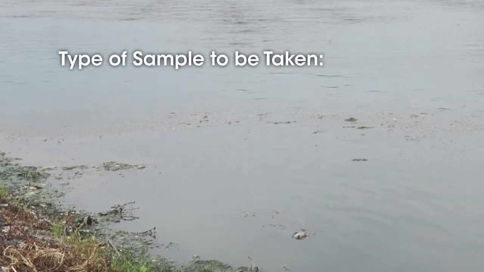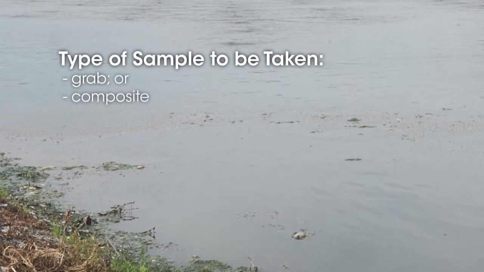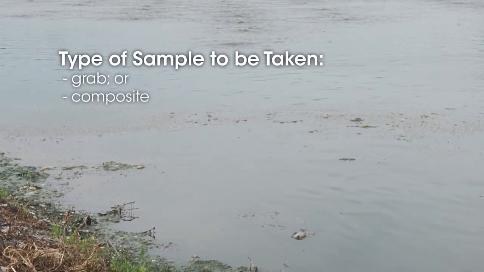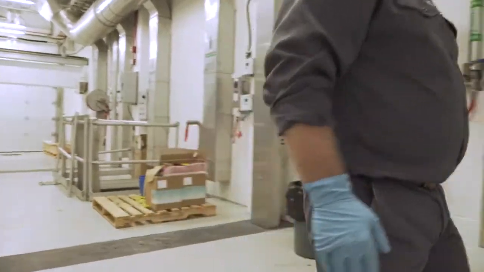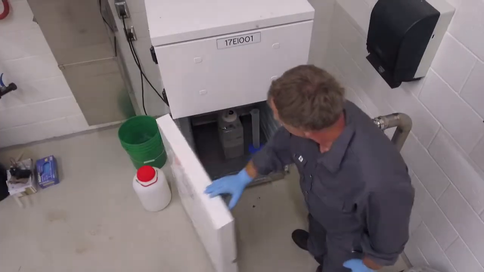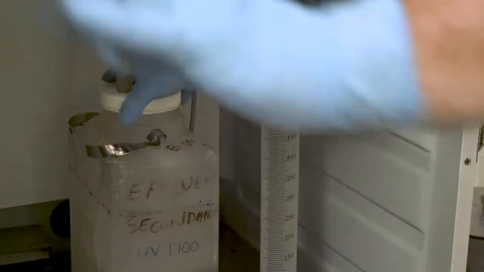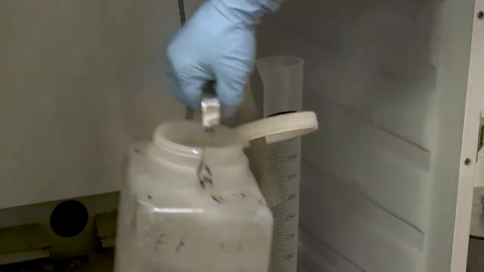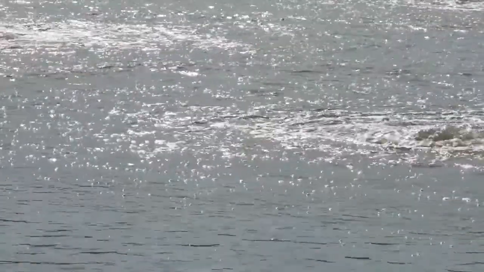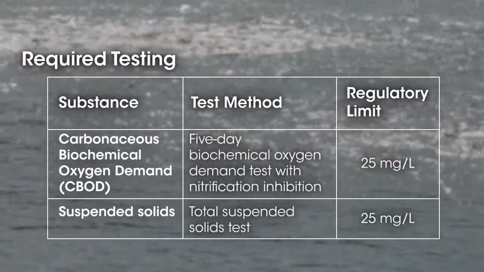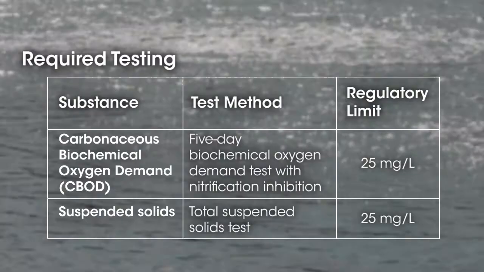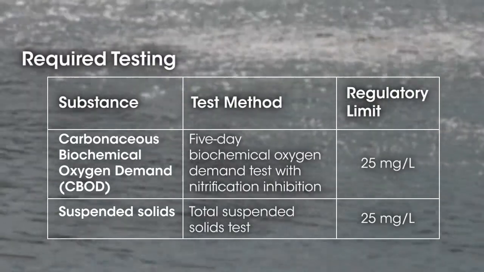For small wastewater systems, either the grab or composite sample collection methods may be used. A grab sample is a single sample that can be collected by filling a collection bottle with effluent from the final discharge point, while a composite sample is typically composed of 2 or more subsamples of equal volumes collected at different times from the final discharge point. These samples must be tested to determine their carbonaceous biochemical oxygen demand and suspended solids concentration. Effluent samples must be tested by an accredited laboratory.